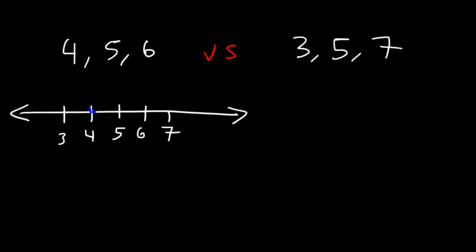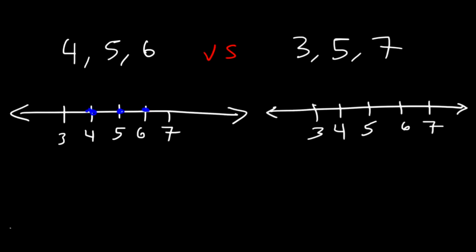So 4, 5, and 6, here they are on a number line. Now in contrast, let's put the same numbers on this number line. We're going to have 3, 5, and 7. So if you look at the red points, the points in red are further apart. The points in blue are very close together. So therefore, 4, 5, and 6 has a lower standard deviation than 3, 5, and 7. So sigma is low, and here the sigma value is high.